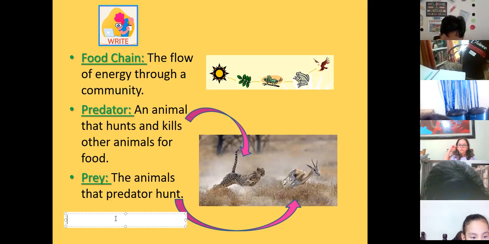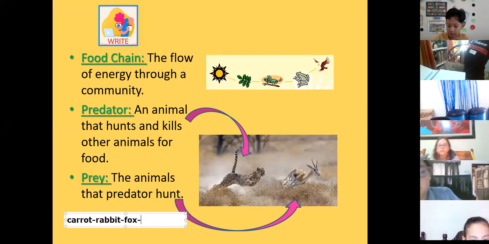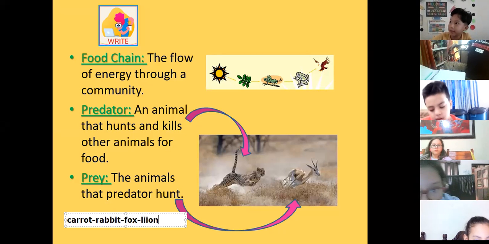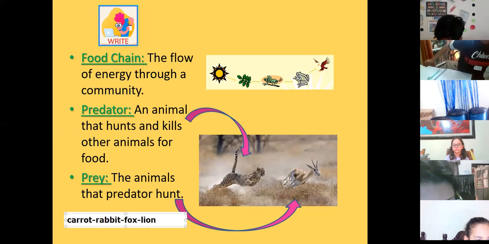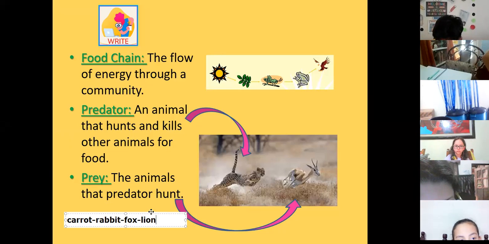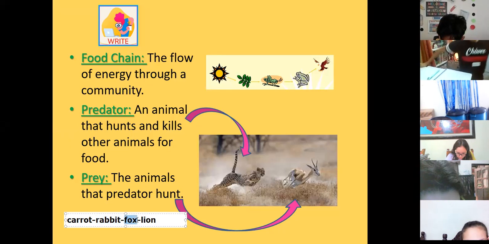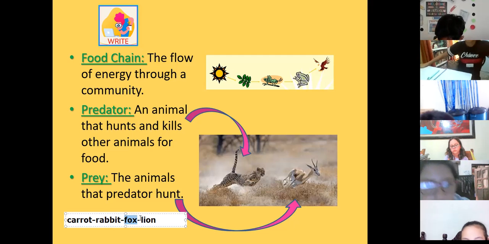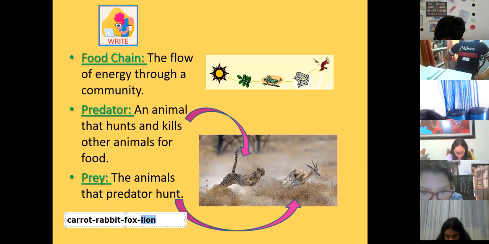You start with the grass. Let's see. Who can eat a carrot, class? A rabbit. Okay. Who can eat a rabbit? A fox. And the fox can be eaten by what? By a lion. That's right. You first start by thinking about the plant, and then an animal that eats the plant, in this case a rabbit. So the carrot is eaten by a rabbit. Then the fox is a predator, so it's going to eat the rabbit, and the lion is a predator also because it hunts the fox. So the fox is going to be prey in this case for the lion.